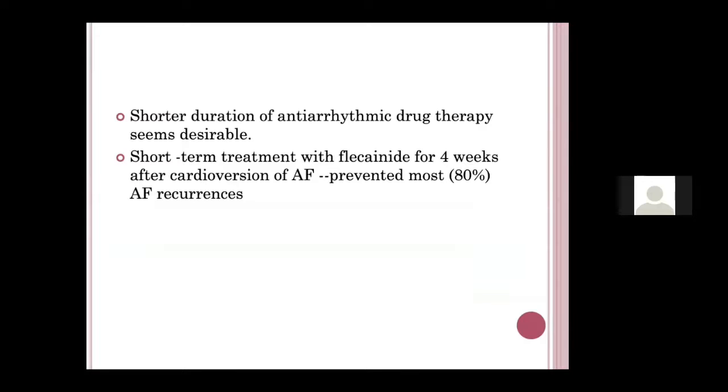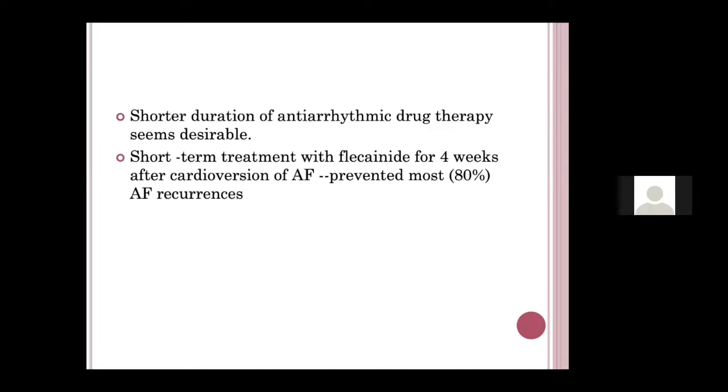And one more thing which I forgot to tell you: if you're electrically cardioverting a patient, you have to give anticoagulation after that. You should give at least 4 weeks of anticoagulation after electrical cardioversion. If the patient's CHA2DS2-VASc score is more than 2, then even if you do a chemical or electrical cardioversion, you have to give lifelong anticoagulation, even if the patient attains sinus rhythm. But you did not give the antiarrhythmic drug in that case.